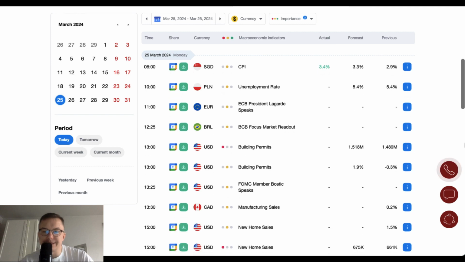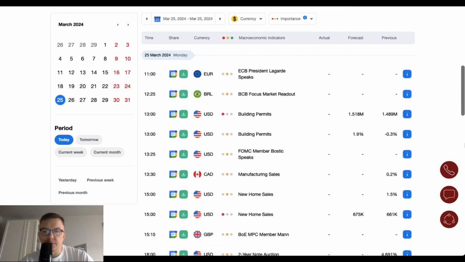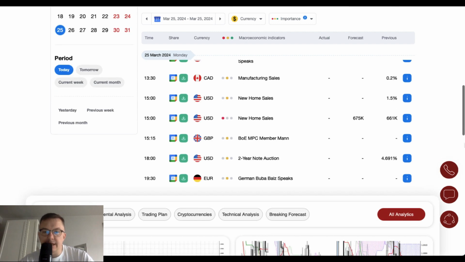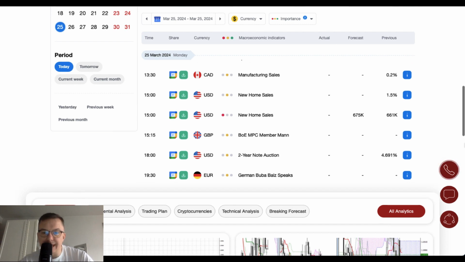Then we got some data from the USA just at the beginning of the New York session. Building permits is one of the key ones, and of course the FOMC member Bostic speech. Manufacturing sales are scheduled for release at 1:30 as well, and new home sales are scheduled for release from the US at 3 o'clock. So we can see some data from the house market in the US. Mostly manufacturing sales are from Canada.